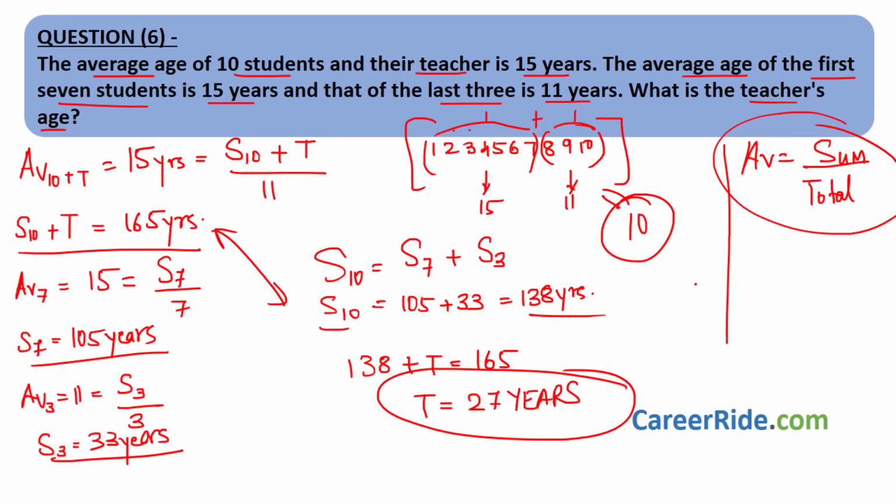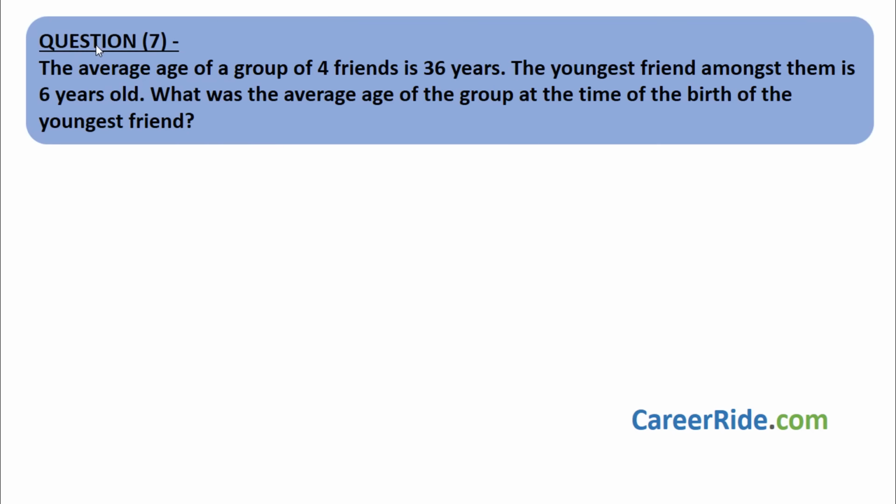Moving to the next question. Question number 7. The average age of a group of 4 friends is 36 years. The youngest friend amongst them is 6 years old. What was the average age of the group at the time of the birth of the youngest friend?